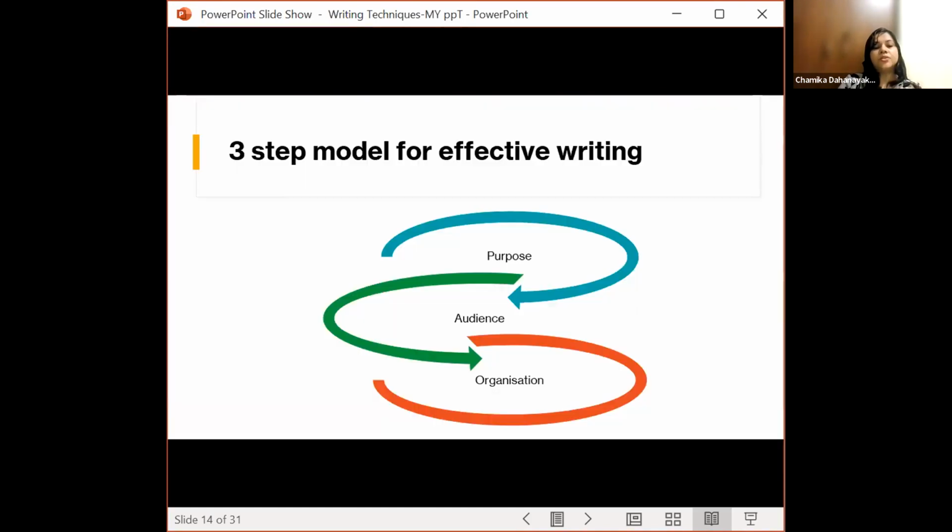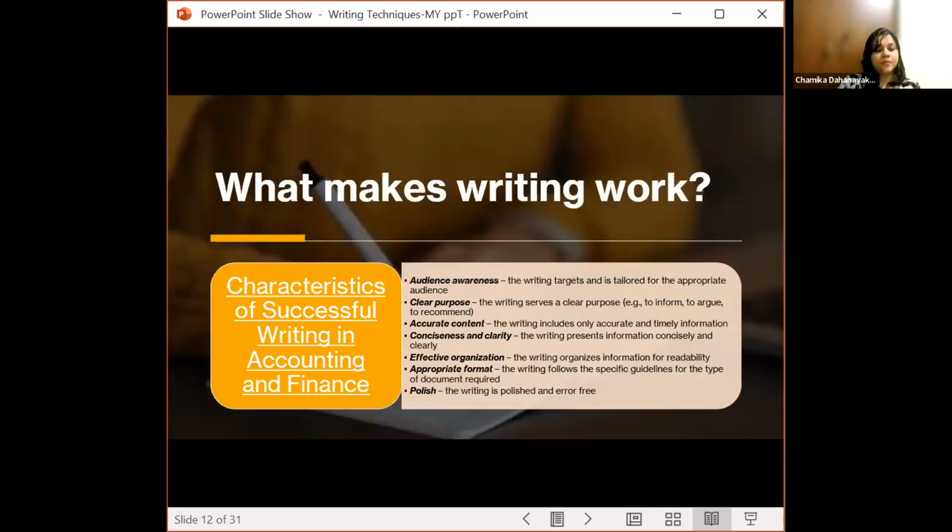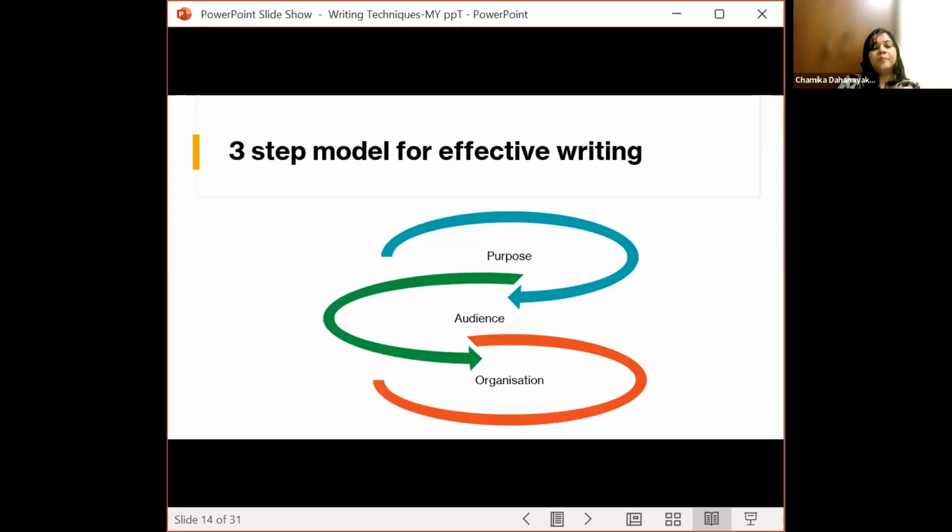Okay. So the very important thing that we need to study is the three-step model for effective writing. Okay, so I'm going to introduce this model to all of you. Write it down somewhere. Before you do any writing, I want you to think about this three-step model. Okay, what are the three steps that you need to think about? Remember, I gave you the characteristics. Right, so all these characteristics are summarized under the three-step model.